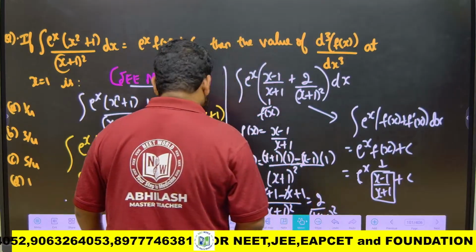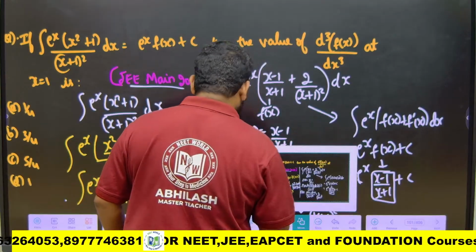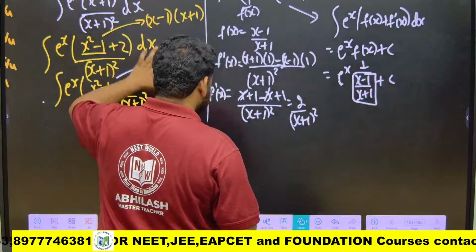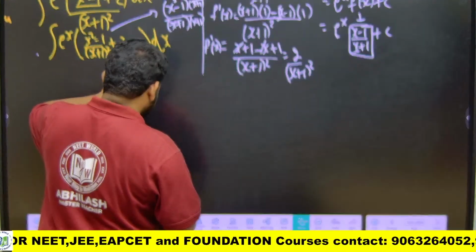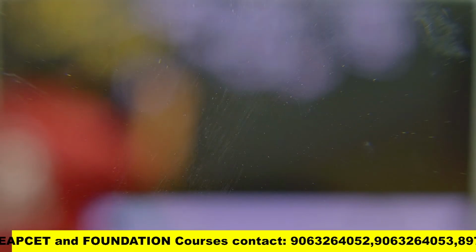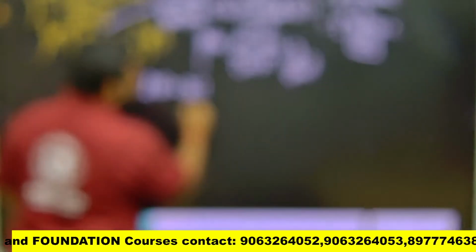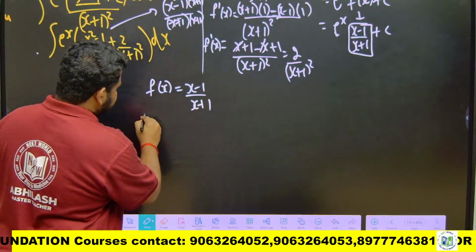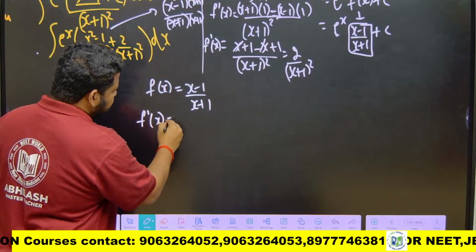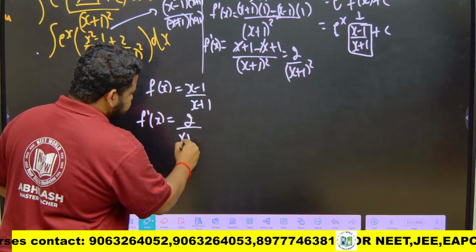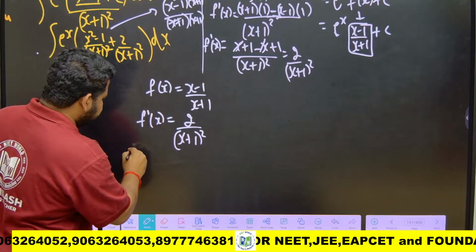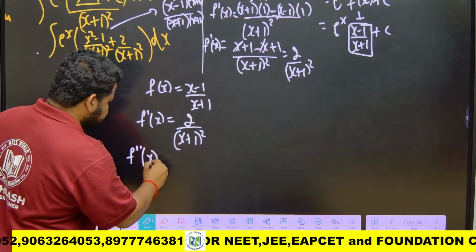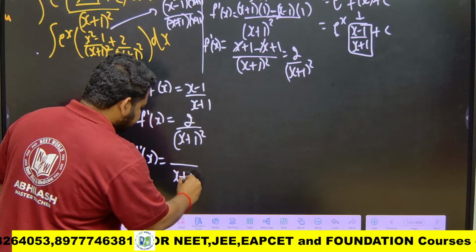First let us take f of x. See here, what is f of x that is given? f of x is x minus 1 by x plus 1. So f dash of x, we already got as 2 by x plus 1 whole square. Now I have to find f double dash. So f double dash of x is equal to x plus 1 whole square.